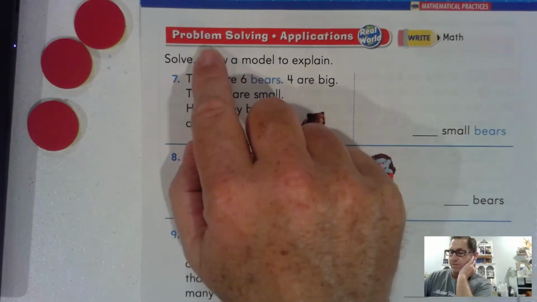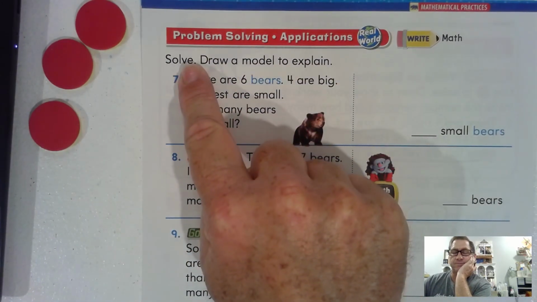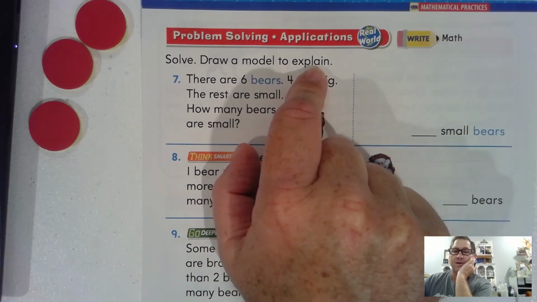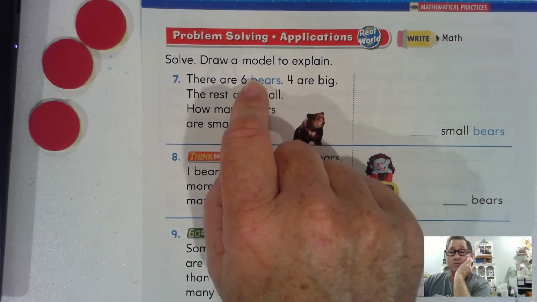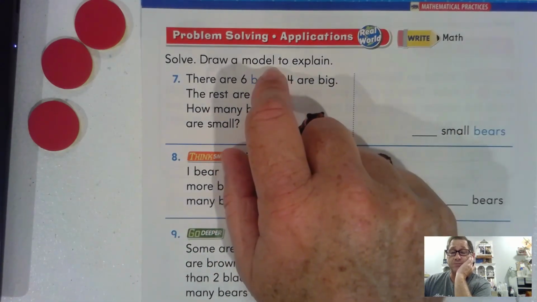All right, problem solving applications. So solve. Draw a model to explain. Okay, so I'm going to try to do this one without the counters. If you need them, use them. But I'm just going to draw circles to represent the problem.